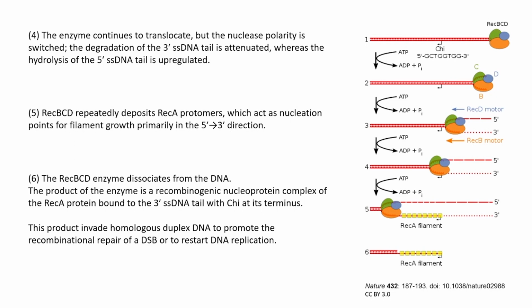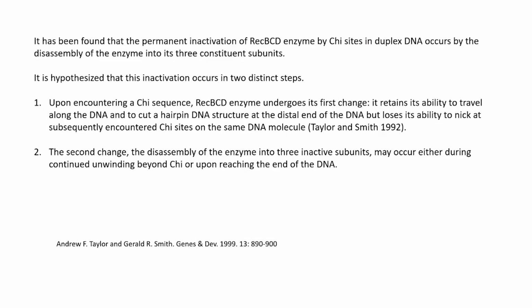The product of the enzyme is a recombinogenic nucleoprotein complex of RecA protein bound to the 3' ssDNA tail with chi at its terminus. This product invades homologous duplex DNA to promote the recombinational repair of a DSB or to restart DNA replication. It has been found that the permanent inactivation of the RecBCD enzyme by chi sites in duplex DNA occurs by the disassembly of the enzyme into its 3 constituent subunits.